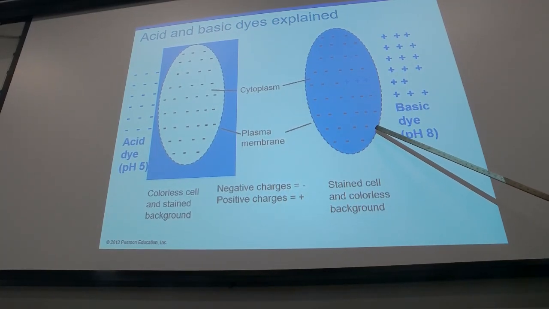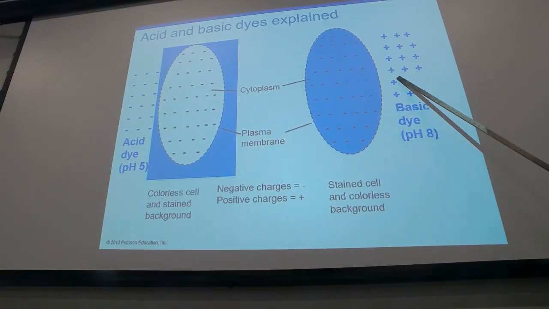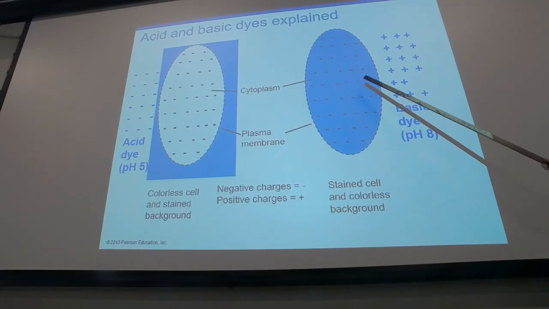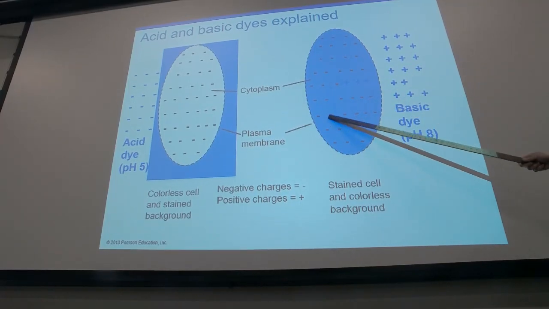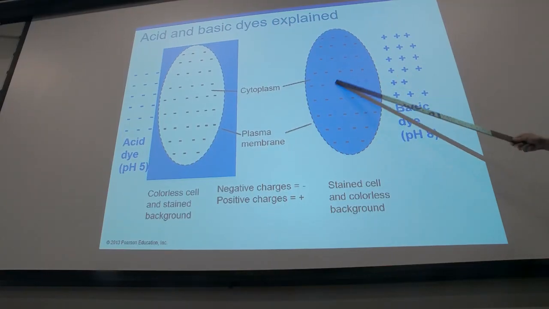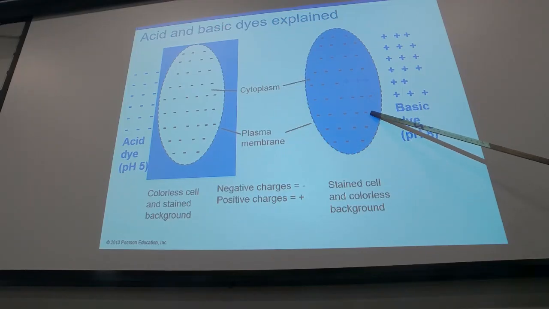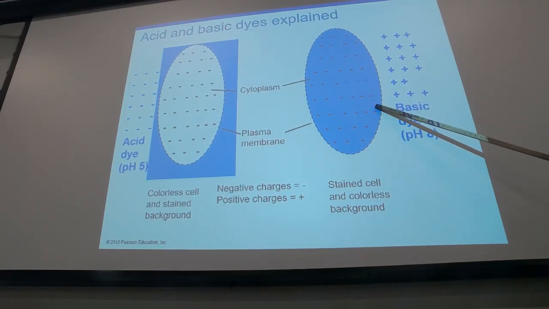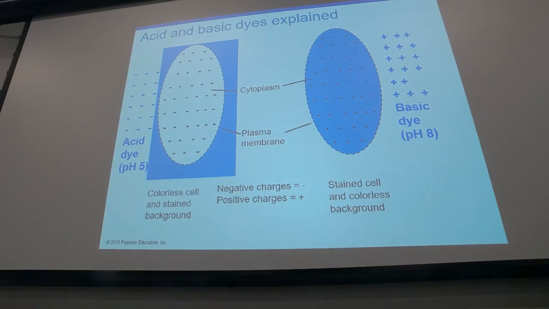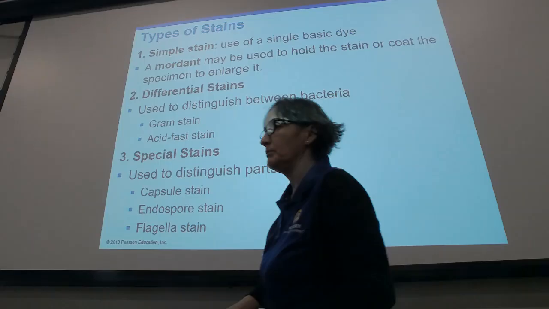In this case, for a basic dye, this dye will start converting these negative charges into positive as it comes in and interacts with them. Or at least you will have more positive charges when this dye penetrates, and then the cytoplasm will be stained while the surrounding is going to be colorless. So that's a basic dye versus an acidic dye.